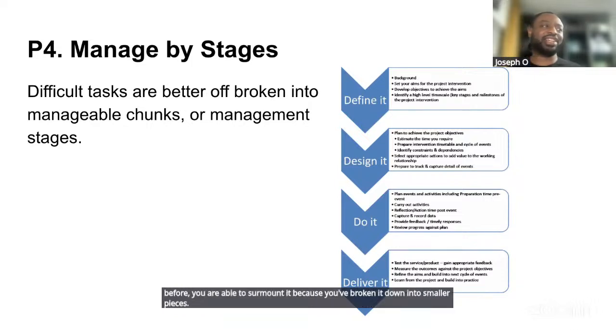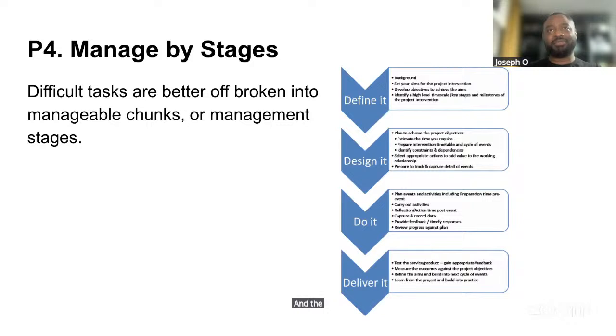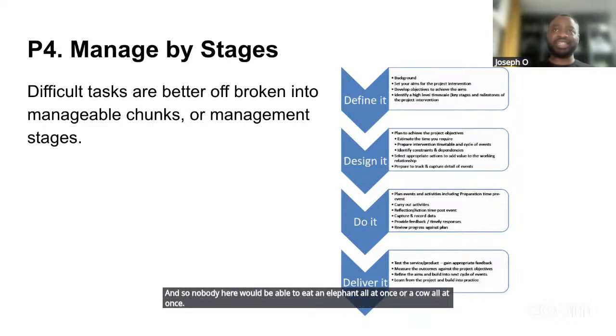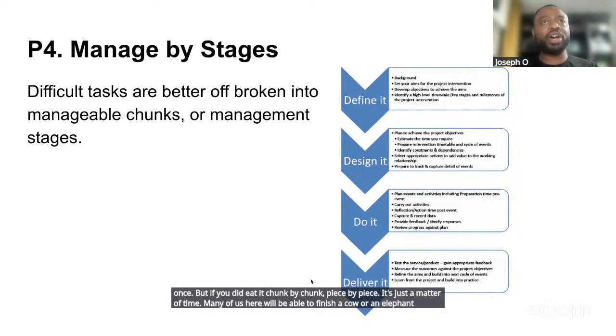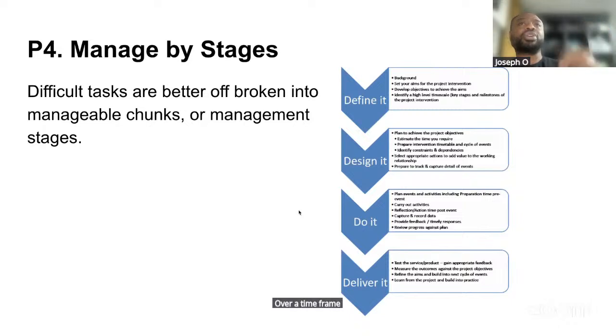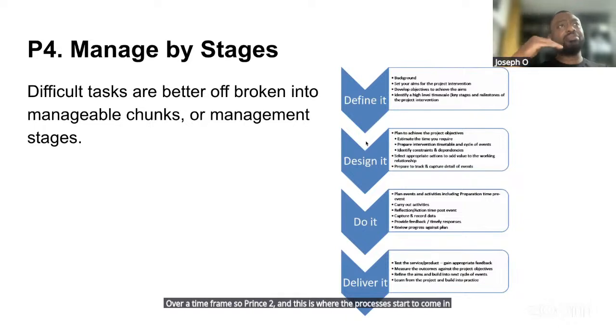There is a funny saying that goes, "How do you eat an elephant?" or "How do you eat a cow?" And the answer is a piece at a time, or a chunk at a time. Nobody here would be able to eat an elephant all at once, or a cow all at once. But if you ate it chunk by chunk, piece by piece, it's just a matter of time. Many of us here will be able to finish a cow or an elephant over a time frame. So in Prince 2, and this is where the processes start to come in later, we manage by stages.